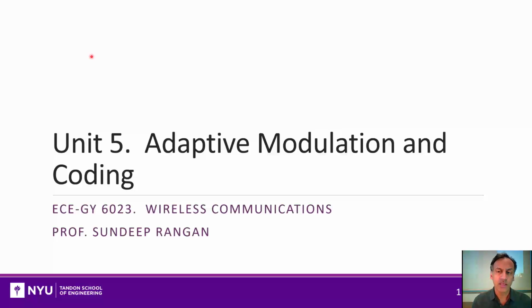So we've been talking a lot about fading in Unit 3. We talked about the physical basis for fading, and in Unit 4, we talked about the effect of fading on coded modulation. In this unit, we're going to step one layer higher in the protocol stack at the MAC layer and look at a very important part of designing real wireless systems, which is adaptive modulation and coding.